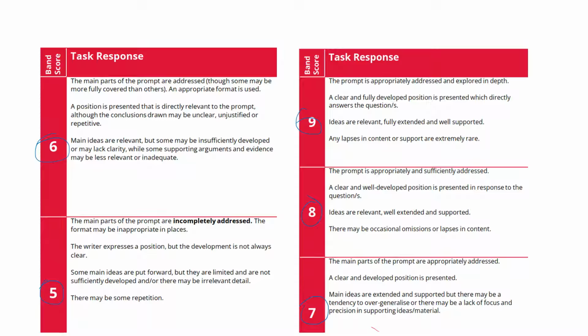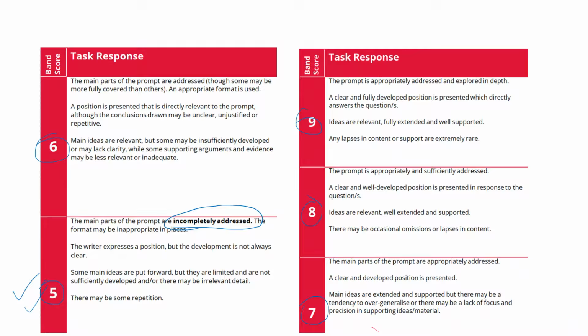Okay, so if you do not focus on your complete question and focus only on one or two main words, like in that particular question we have seen clean water, and you write everything you know about clean water, you will not get more than band 5 in your TR. Why? Here it is written: the main parts of the prompt are incompletely addressed. So you are not completely addressing the prompt.